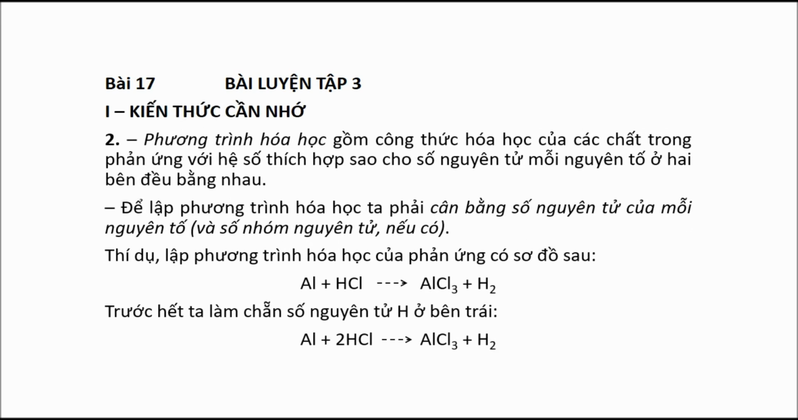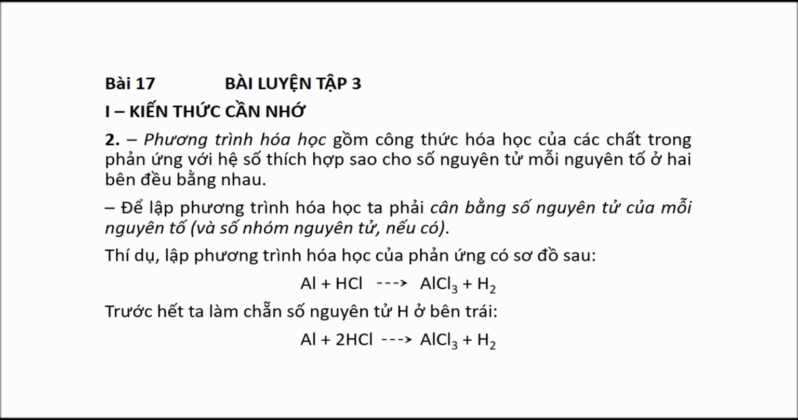2. A chemical equation includes chemical formulae of substances in the reaction with suitable coefficients so that the number of atoms of each element on both sides is equal. To construct the chemical equation, it is necessary to balance the number of atoms of each element and the number of groups of atoms, if any. For example, construct the chemical equation of the reaction in the following scheme. Al plus HCl arrow AlCl3 plus H2.